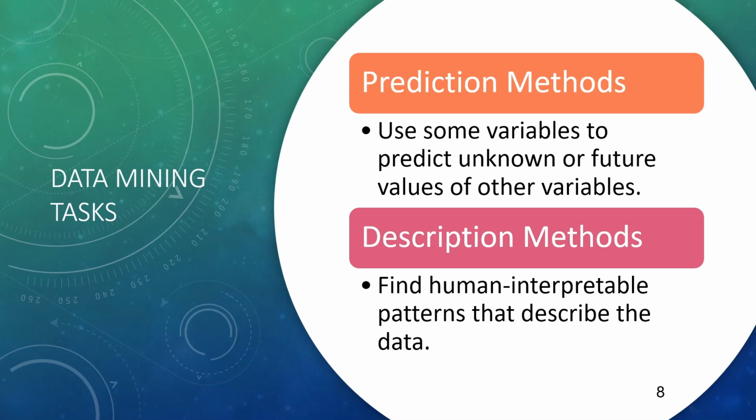On the other hand, description methods are where we try to find human-interpretable patterns that describe the data. For example, we may plot a figure to find if there is any pattern or relation, for example, between the gear shift type and the car price.